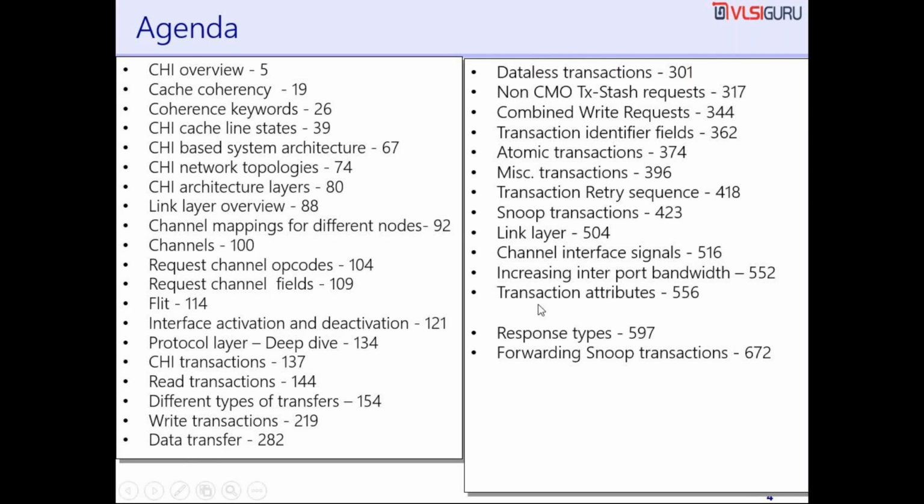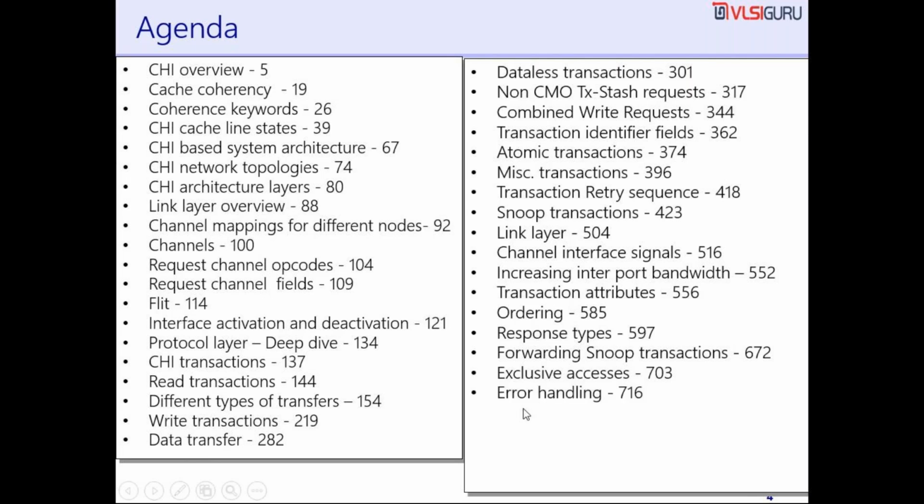Then we'll talk about transaction attributes, the ordering concepts, the different response types, and we'll talk about the forwarding Snoop transactions, where the data directly gets forwarded from one requester node to another requester node. Though it goes through the home node, it's a concept where data gets directly forwarded from one requester node to the initial or original requesting node. Then we'll talk about exclusive accesses.